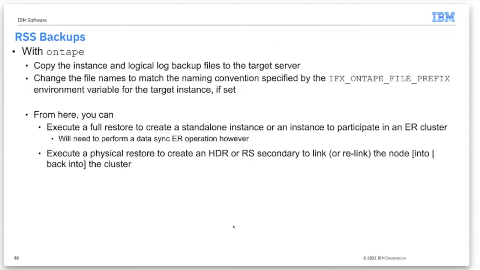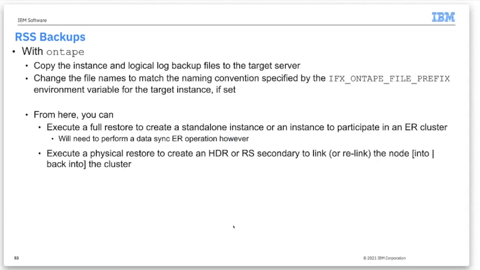So if you're using ontape, you simply need to copy the instance and logical log backups over to the target server. If you're using the IFX_ONTAPE_FILE_PREFIX utility, you may need to rename those files. And once they're renamed to match whatever the target is, you can execute a full restore to create a standalone instance or an instance to participate in an ER cluster. Once that's restored, you will have to do a CDR sync to make sure that node is up to date with the rest of the cluster.